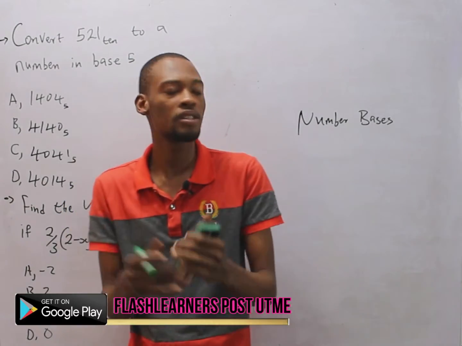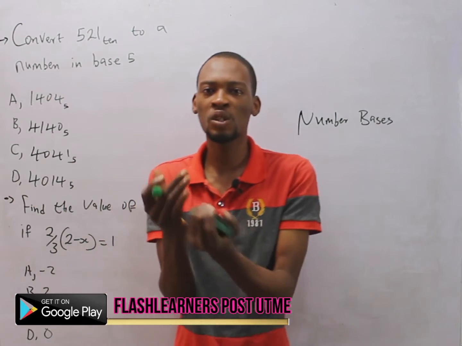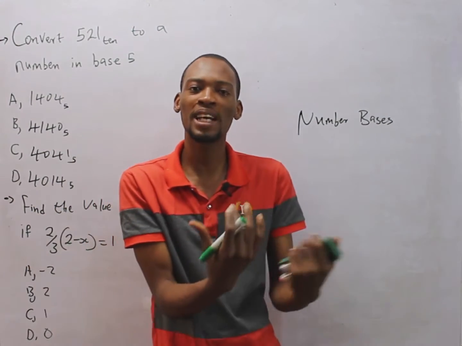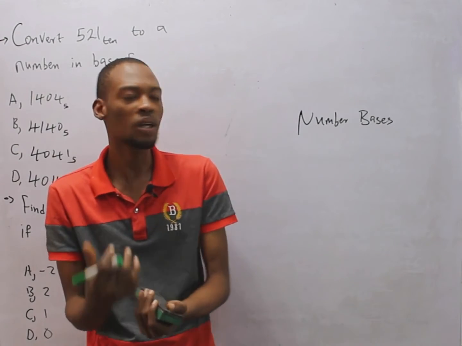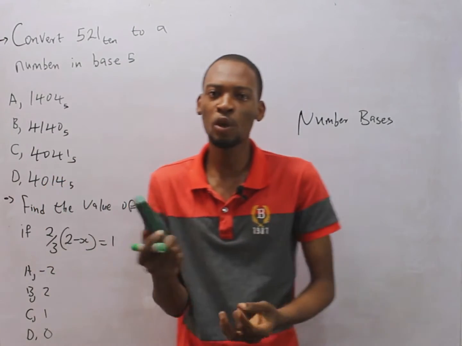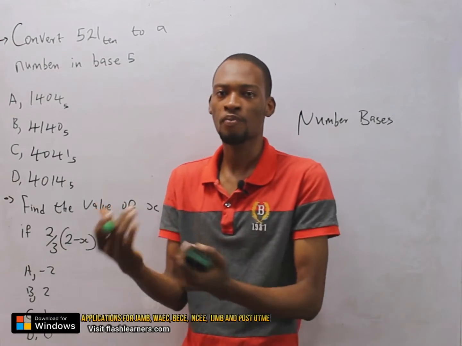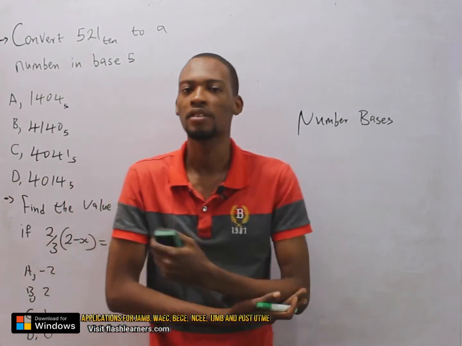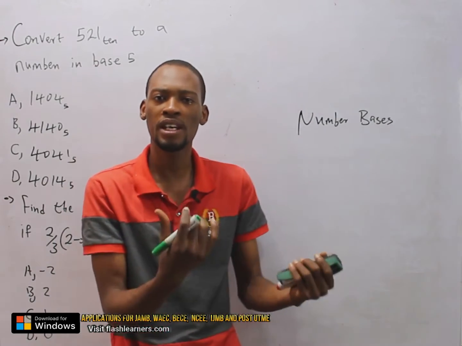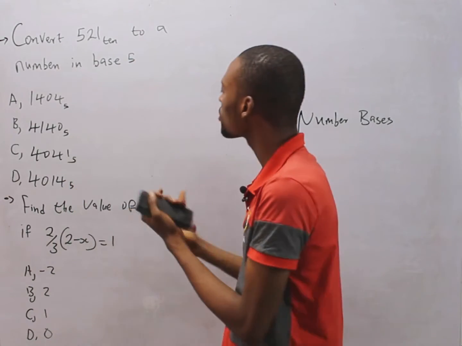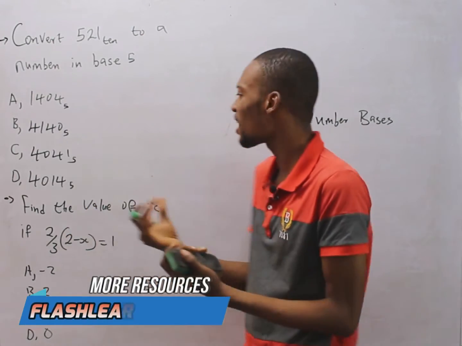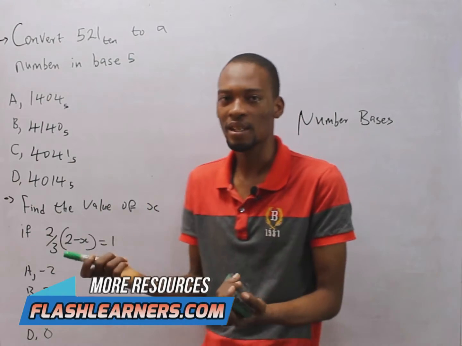In number bases, you may be asked to convert numbers from base 10 to other bases, or from other bases to base 10. You can also be asked to convert numbers between bases, from base 2 to base 5, from base 4 to base 7. Addition, subtraction, multiplication, and division of number bases are also very important. So these are under number system.